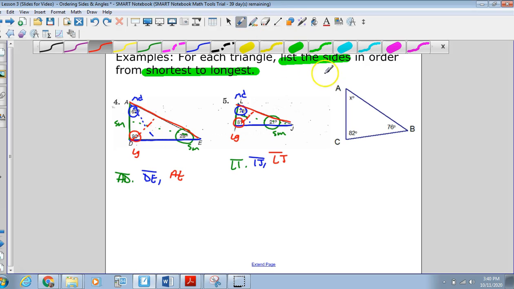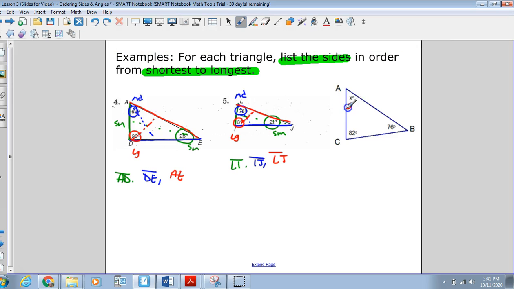And for our third one over here, this time we have a 76 and an 82, and we have an x. Well, we need to know the measure of that angle to know if it's bigger or smaller than 76 and 82. But we know that the angles in a triangle add up to be 180 degrees, so we can find that missing angle by adding 76 and 82. That gives us 158 degrees. And if we subtract that 158 from 180, then we know that this angle must be 22 degrees.